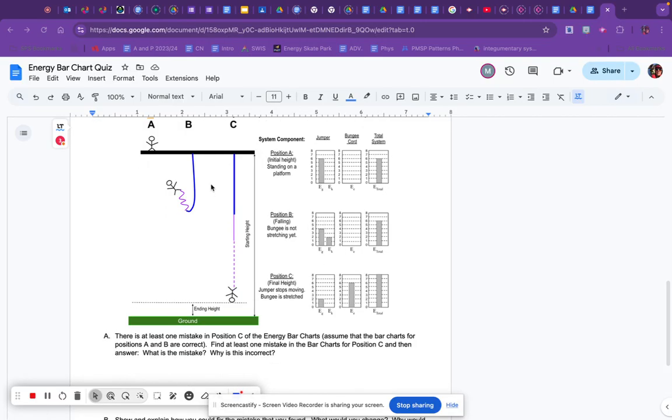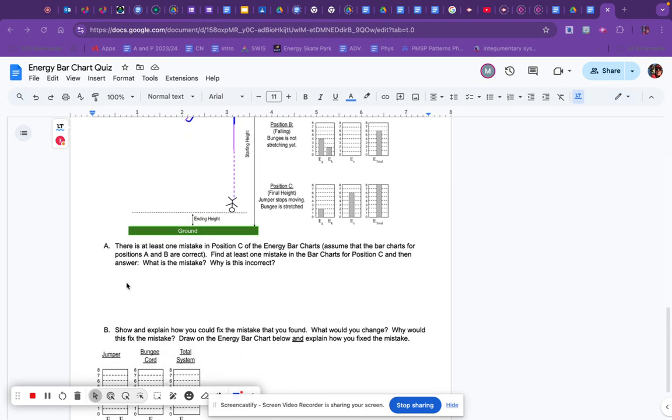Then when I go to position B, the person is falling, and they're still above ground, so they have some gravitational and they have some kinetic. These all equal 6. Then at position C, we have some gravitational because they're just off the ground. And then we have a lot of elastic because the elastic has been activated and it's stretched as much as it can stretch without breaking. All right, so look and see how many energy credits are being used at position C.